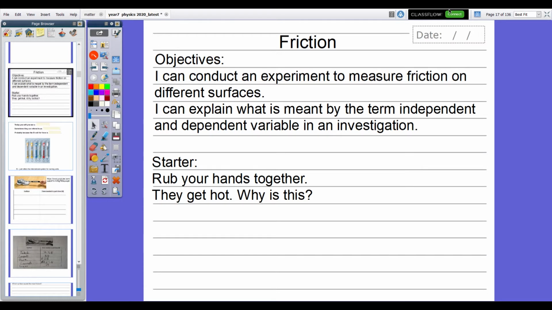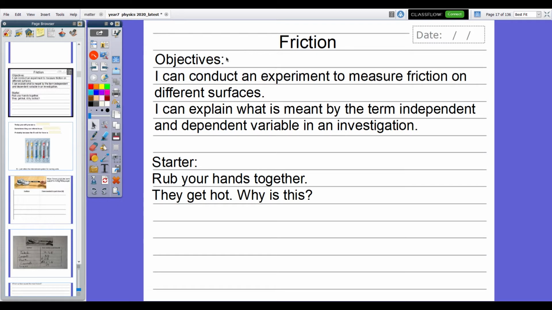And the objectives today. I can conduct an experiment to measure friction on different surfaces. I can explain what is meant by the term independent and dependent in an investigation. So obviously you probably won't be able to do the experiment yourselves, but hopefully we can show you exactly what you missed out, and you can have some ideas of how that experiment would go, and maybe we can have a little go at doing it when you're back in lesson.